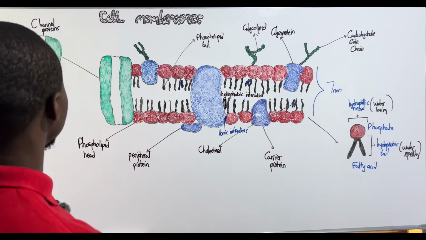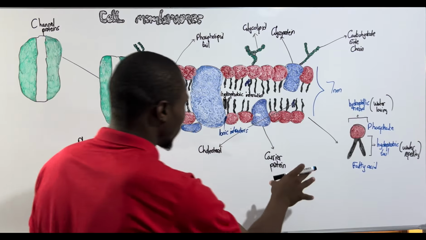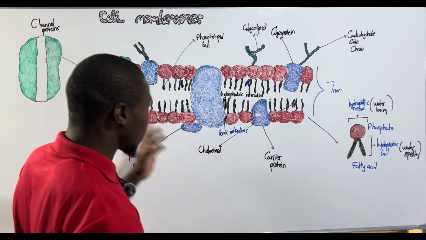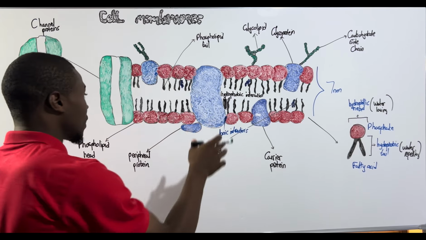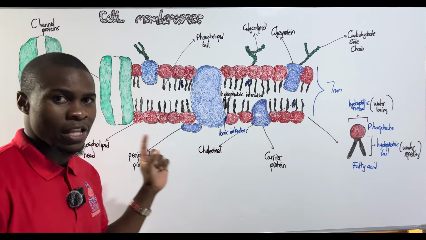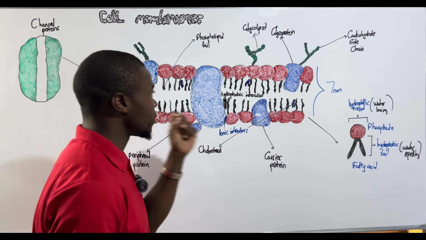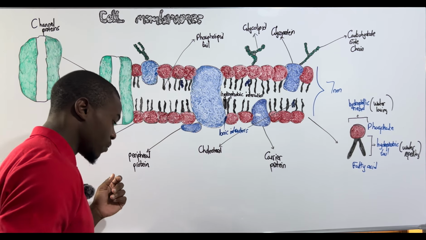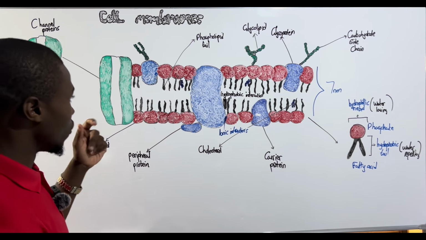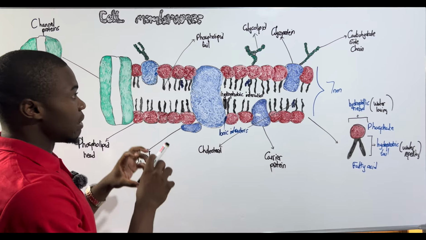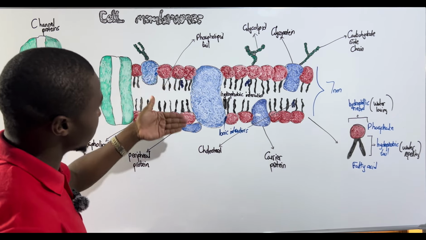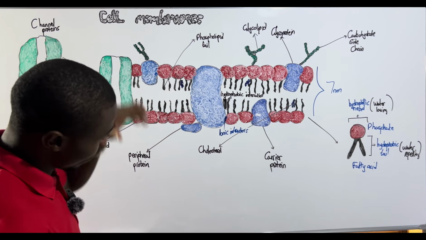Now that we have looked at the general structure of the cell membrane, we need to look at the function of each structure of the cell membrane. Remember, each structure of the cell membrane is not there just for display. It performs a specific function that aids the overall efficient function of the cell membrane. We'll start with the most important, the biggest function of the cell membrane, which we said is that it regulates the movement of substances into and out of the cell.